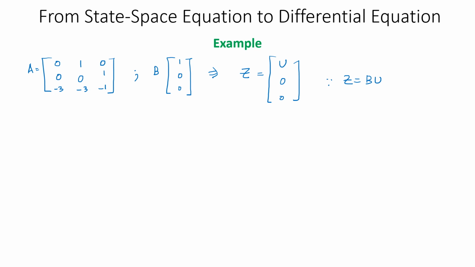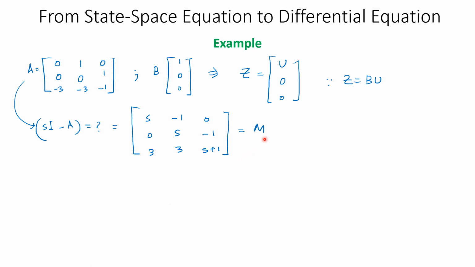Now with this matrix A, you need to construct another matrix, which is sI minus A, and that can very easily be found. That is going to be s, minus 1, 0, and then 0, s, and minus 1 over here, and then you change the signs for the 3 and 3, and this is going to be s plus 1. So this is your sI minus A matrix, which is obviously equal to M. Because this is 3 by 3, the vector x is going to have x1, x2, and x3, and you have found the Z matrix as well.